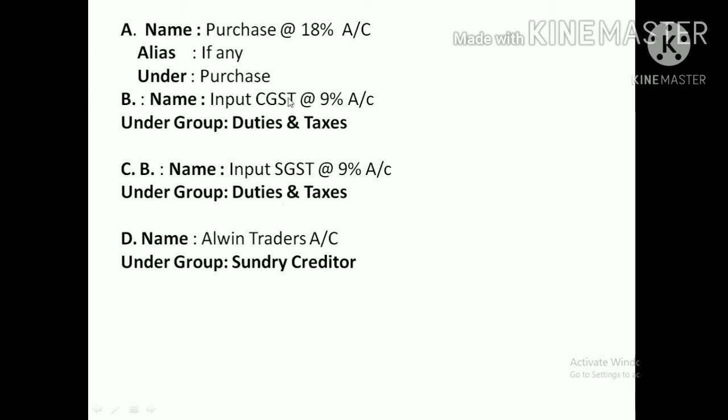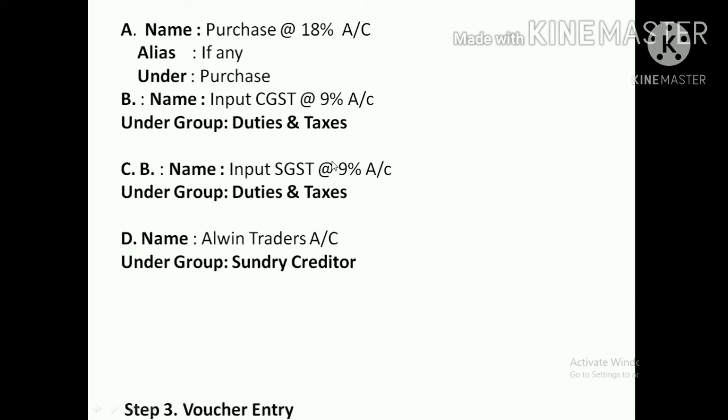Here I used a single ledger; either you can go for multiple ledgers, creating Input CGST at 9% and Input SGST at 9% separately, but I took a single ledger. Then another ledger account we will create is a creditor account, that is Alvin Traders account. Alvin Traders is a creditor, a supplier, so it should be taken under Sundry Creditors. These are the 4 ledger accounts I newly created because they were not yet created.